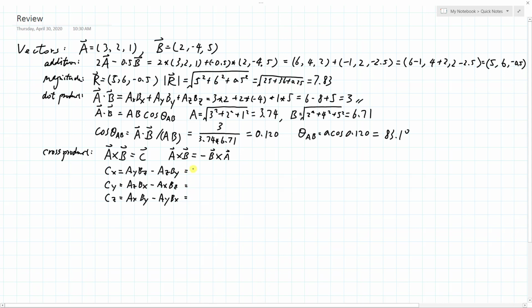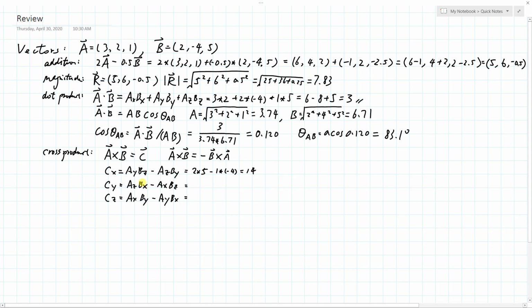Okay, AyBz, we'll be careful. Ay is 2, Bz is 5, so 2 times 5. AzBy: Az is 1, By is minus 4. So there's a 10, there's a 4, 10 plus 4 is 14.